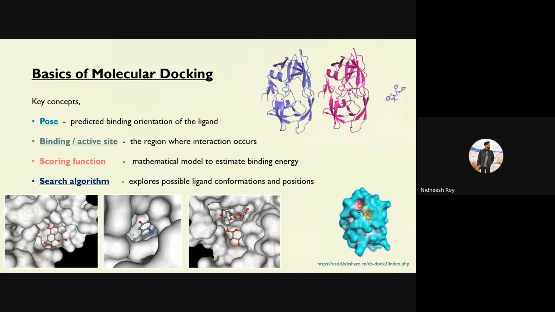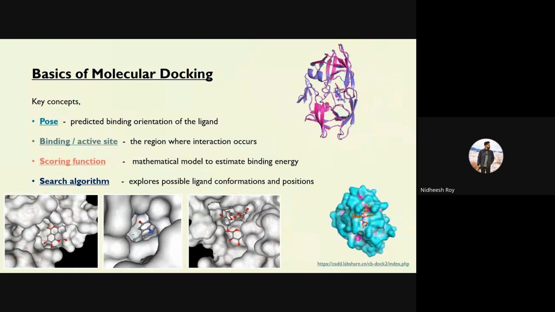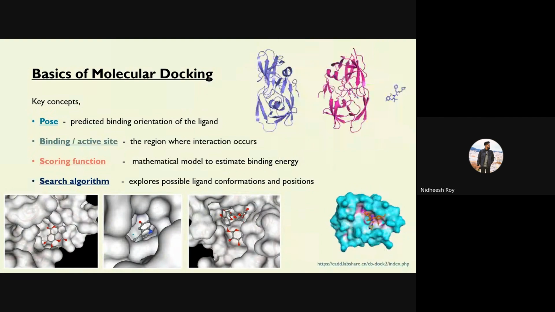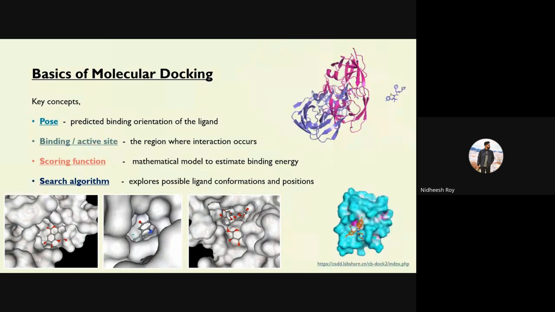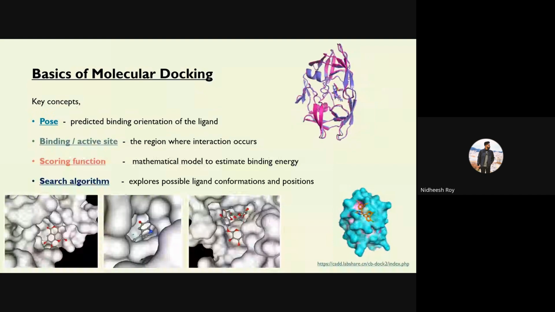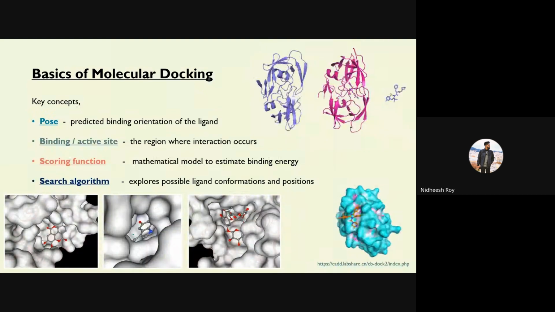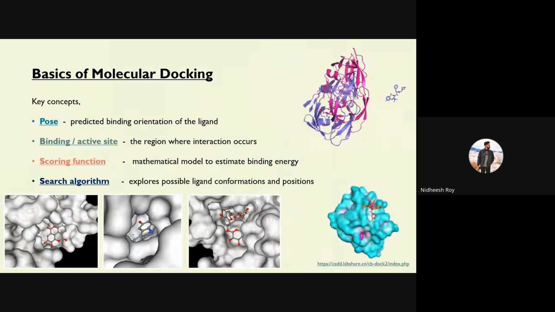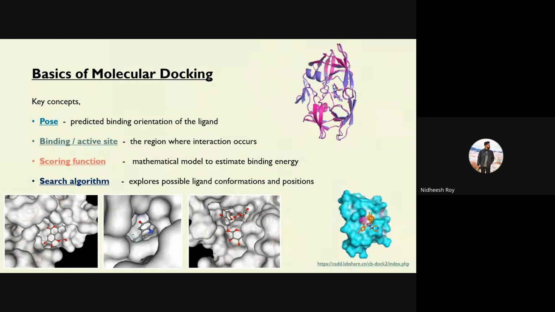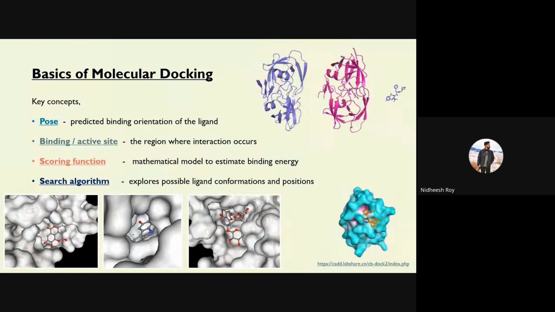The next is the binding or active site. It's also called a cavity. This is the region where the interaction occurs. In some cases, the active site is already known from experimental data. In other cases, docking tools identify potential cavities or pockets on the protein surface where a ligand could bind. It's called cavity search. In the following slides, I will discuss some of the software which could do cavity searches.